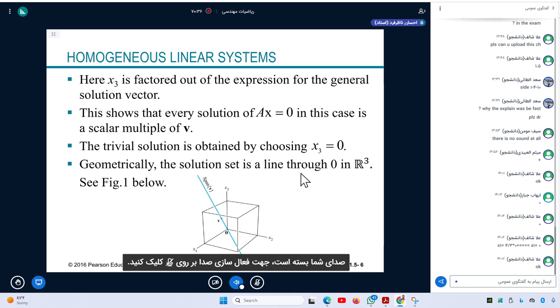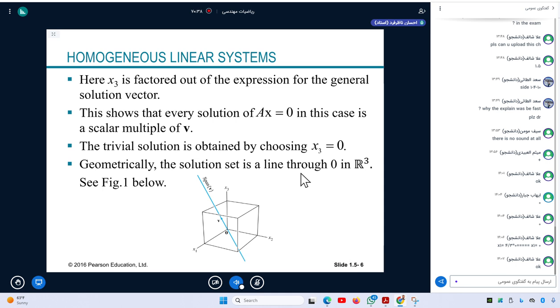So this is called the answer for the homogeneous linear systems. Like I just said, this is the span of V. For instance, if the vector V is represented by this arrow, this is V, the span will be on this line. If you go further and back, all of them are a span of V.